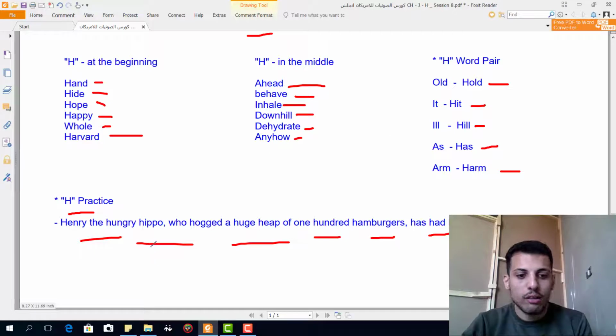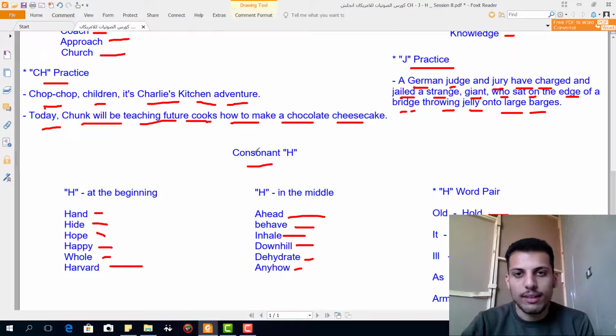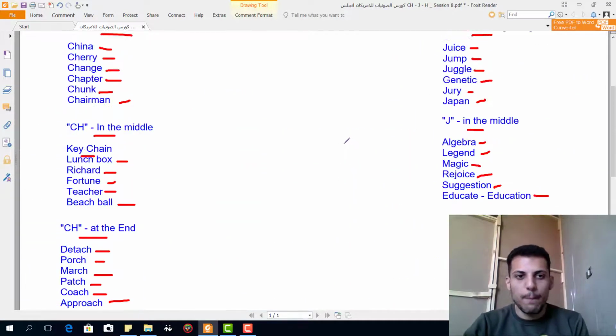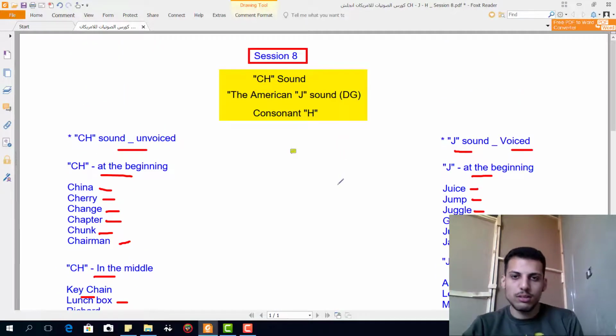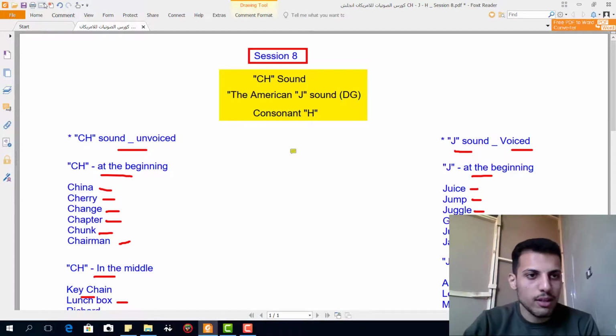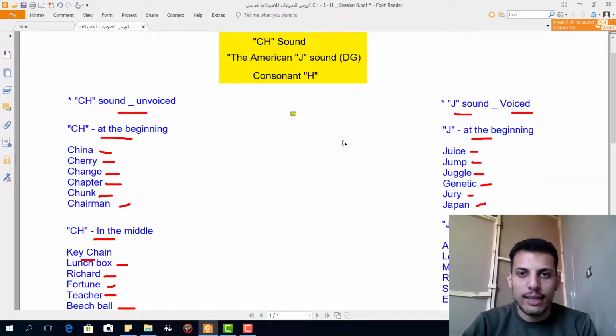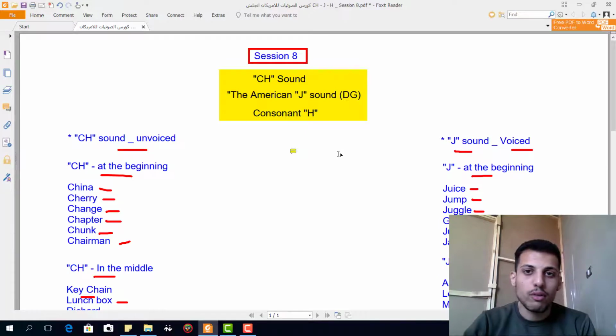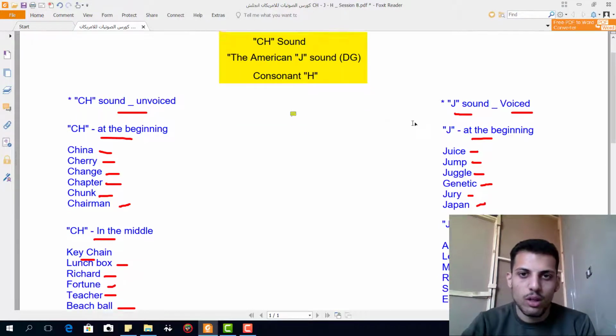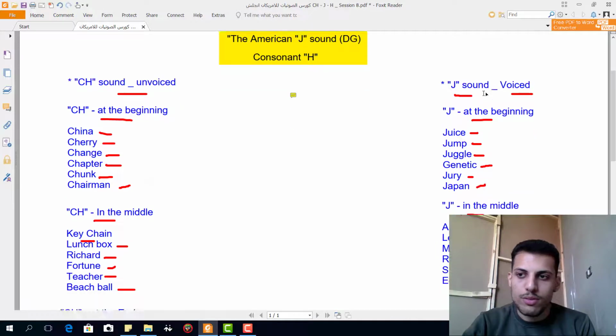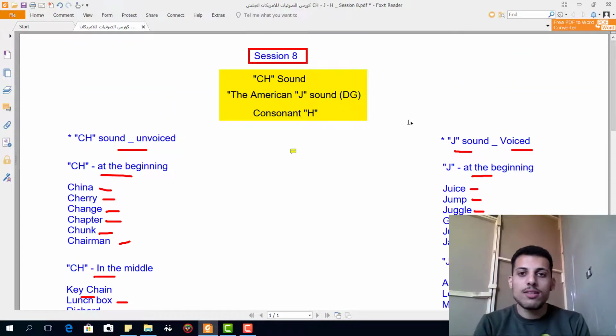Okay, so Henry the Hungry Hippo who hugged a huge heap of 100 hamburgers has had hiccups for 1 whole week. Who can eat that at breakfast actually? When fasting, we are in Ramadan, so whoever can eat 100 burgers, please comment. Comment in the comments and tell us how many burgers you are going to eat at breakfast when you haven't eaten anything for like 18 hours.